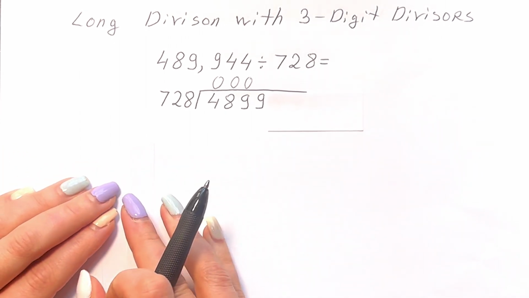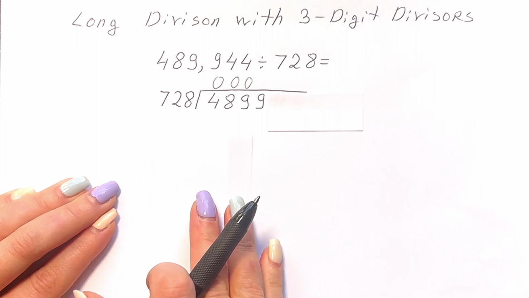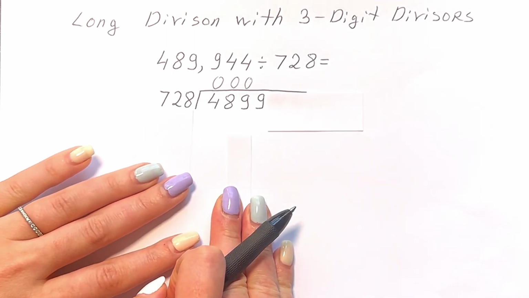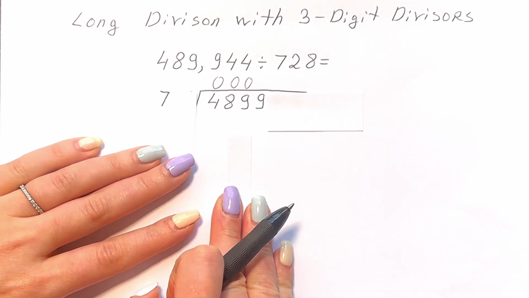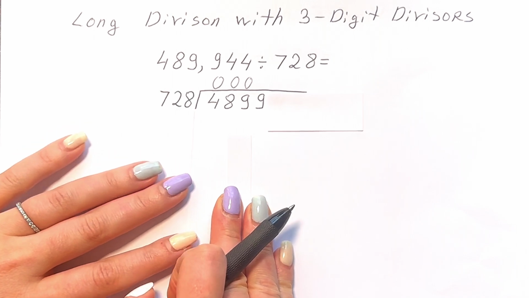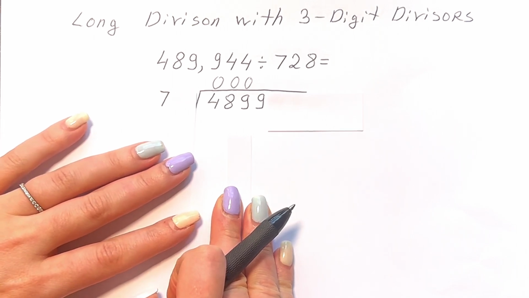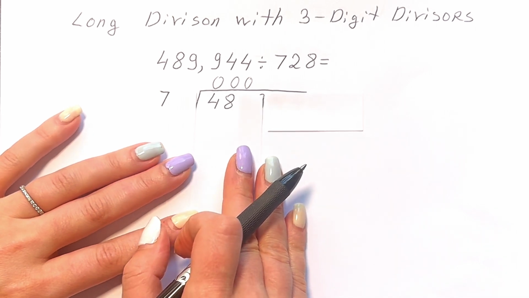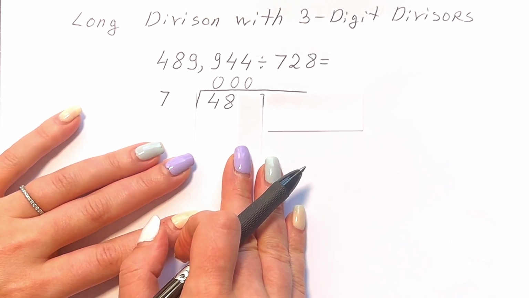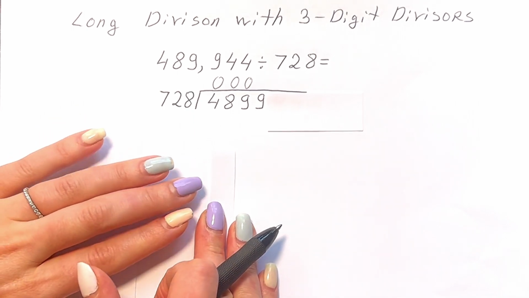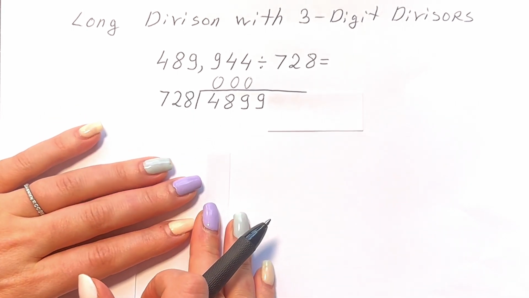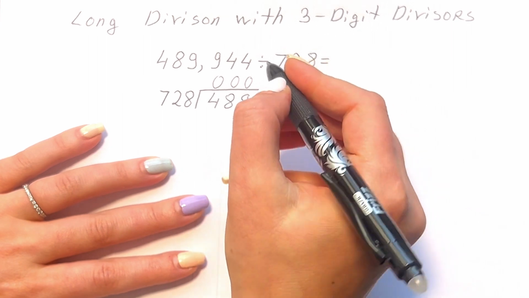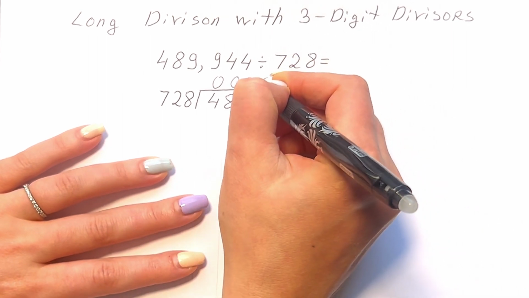You don't need it. It's the same way. I'm going to cover 2 digits from the divisor to make it a 1-digit number. Look, I'm covering the last 2 digits. The same thing I have to do in the dividend. So now 7 goes to 48. It's easy, yes? 7 goes to 48 6 times. It means 728 goes to 4,899 6 times.